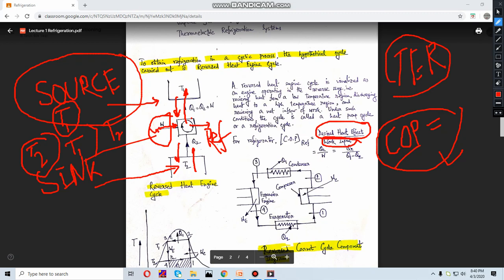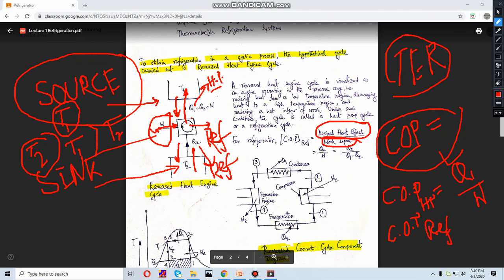And what is the desired heat effect? This Q2 is the low temperature heat which will be concerned in a refrigerator, and this is the high temperature heat which will be concerned for heat pumps. Okay, so COP for heat pump will be somewhat like this. As Q1 is the high temperature heat, we have written Q1 over here, and COP of the refrigerator will be something like Q2 by W.